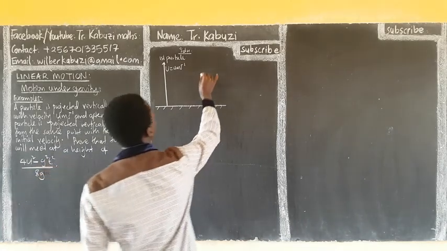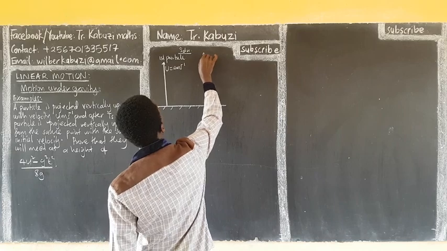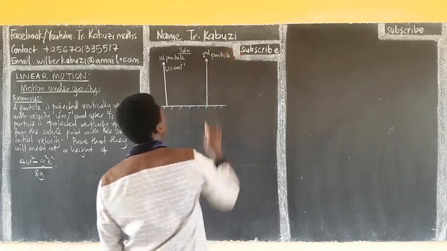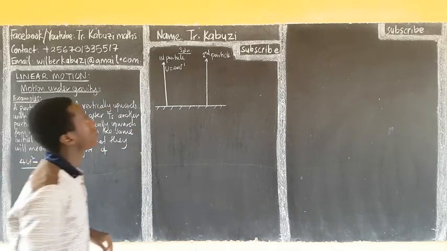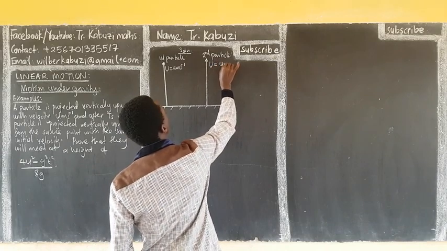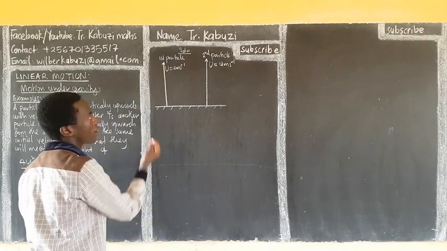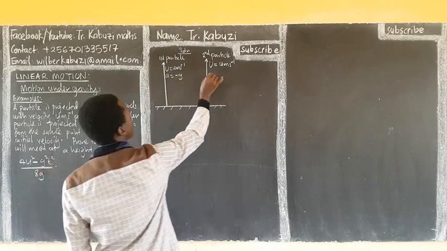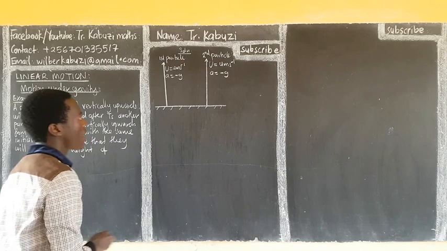Now, we also have a second particle here. They are telling us that it has the same initial velocity, so this initial velocity is also u meters per second. The acceleration, because they are going upwards, is negative g, and the acceleration here is also negative g, because all of them are opposing gravity.